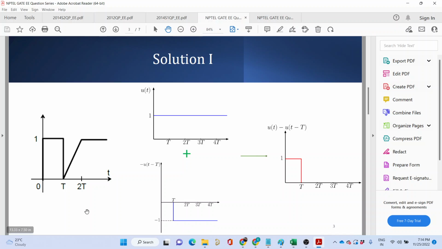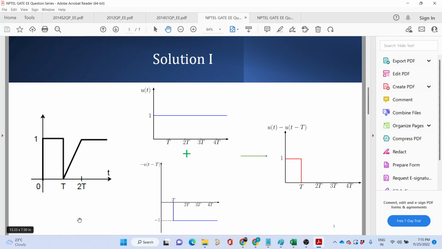t into u of t. t into u of t would pass through 0, right? So it is not passing through the origin. It would be t minus capital T. t minus capital T.